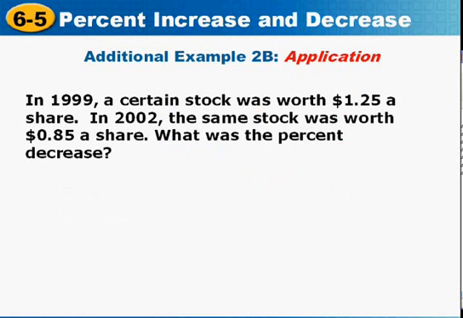Here's your other example. In 1999, a certain stock was worth $1.25 a share. In 2002, the same stock was worth 85 cents a share. What was the percent decrease? So this is a little different. We have tons of numbers in here, some of which are decimals. So you need to know what they're looking for. It says, what was the percent decrease?